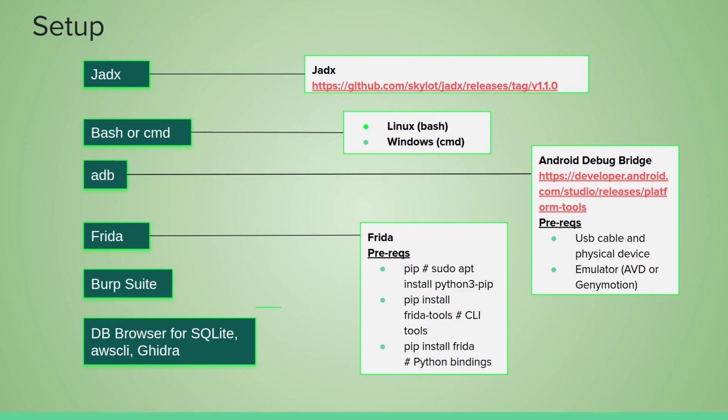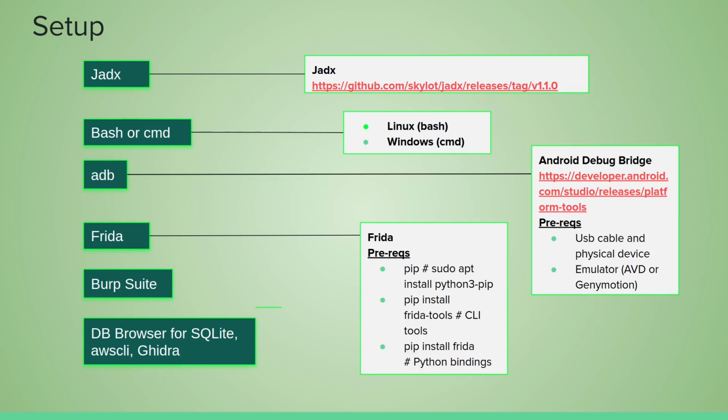Next is Frida. Frida is an awesome dynamic instrumentation toolkit that you can use to hook various methods at runtime or bypass SSL pinning, like I'll show you later. The prereq for that is having pip installed on Linux. You can also set up pip on Windows and add it to your environment variables. Burp Suite has its own installation binary, so it's not too difficult to set up.